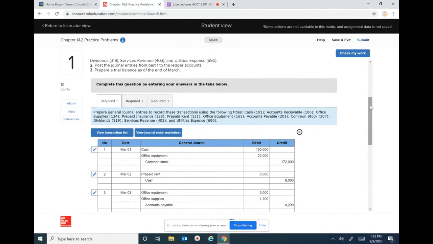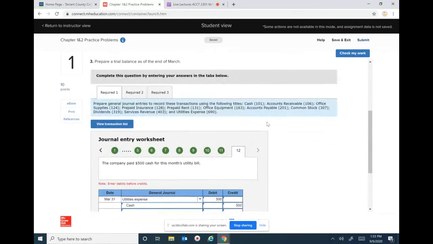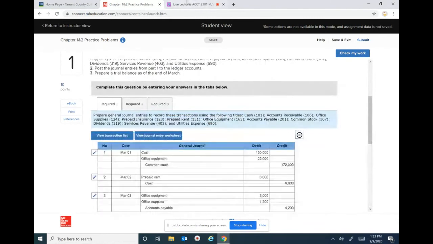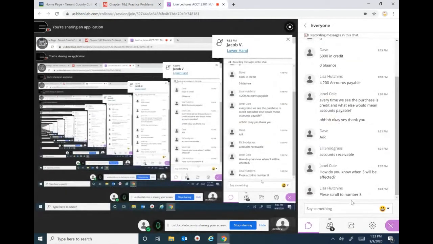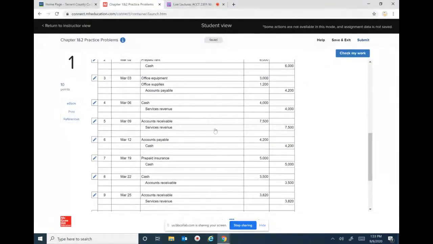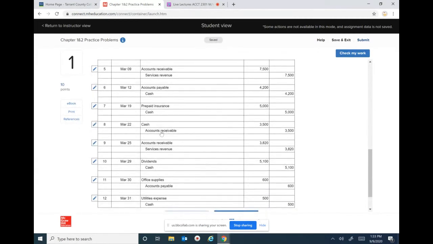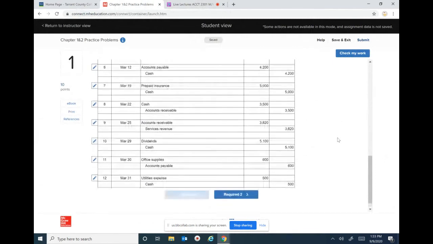Oh, before we talk about posting, this is the general journal. We prepare the journal entries. So here's our journal entry worksheet. We prepare the journal entries in the general journal. So here is the general journal that we prepared. Please scroll to number 8. Lisa, which one is number 8? This one? March 22nd? Yep. So we have cash and accounts receivable. Okay, no problem.